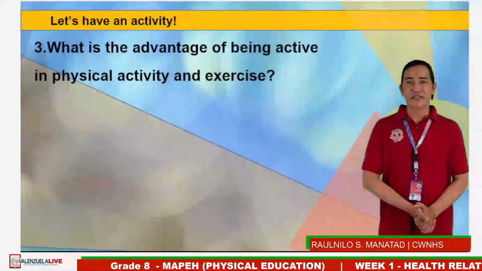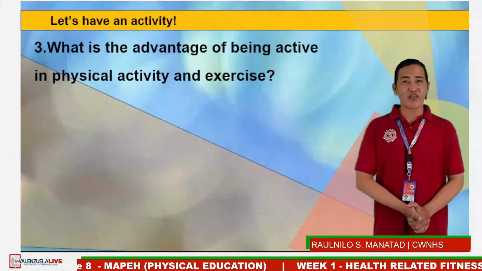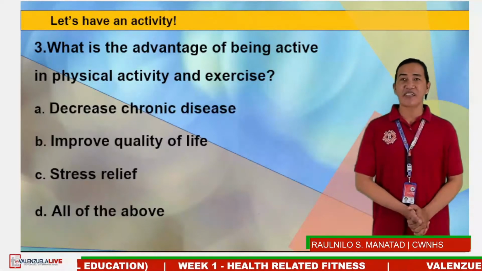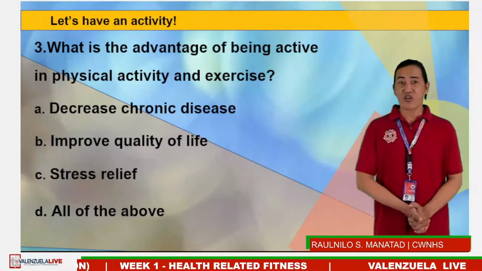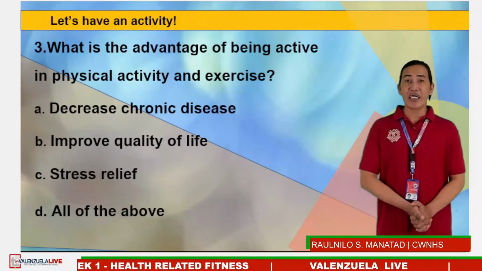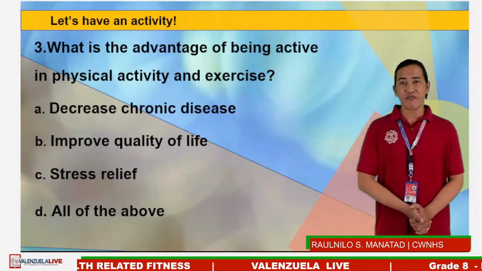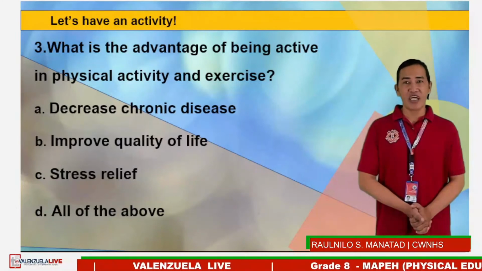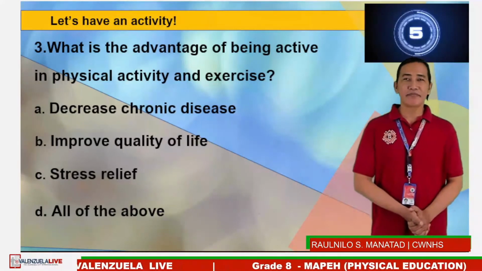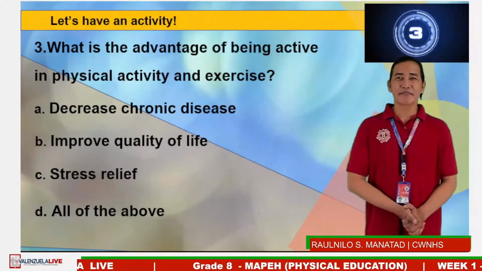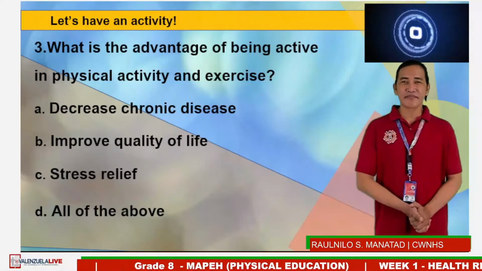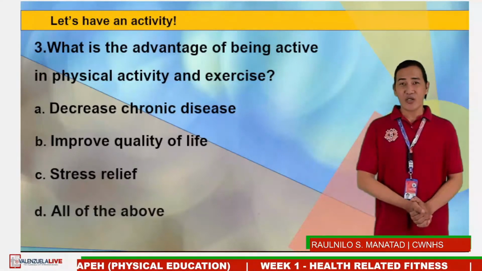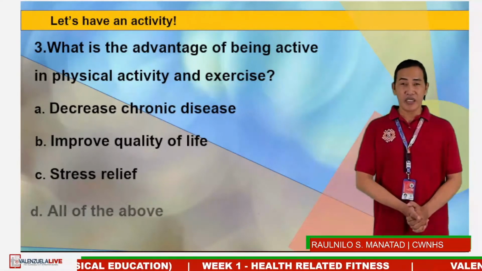Number 3. What is the advantage of being active in physical activity and exercise? A, decrease chronic disease. B, improve quality of life. C, stress relief. D, all of the above. Excellent. Your answer D, all of the above, is correct.